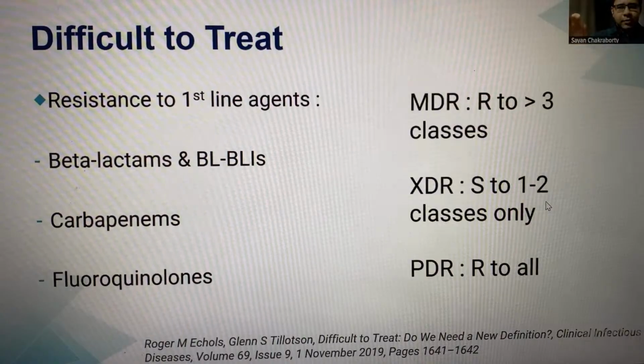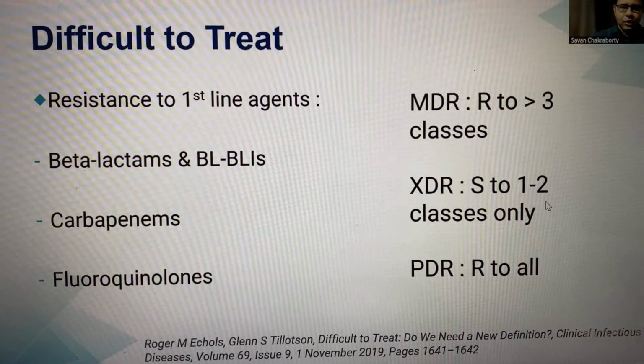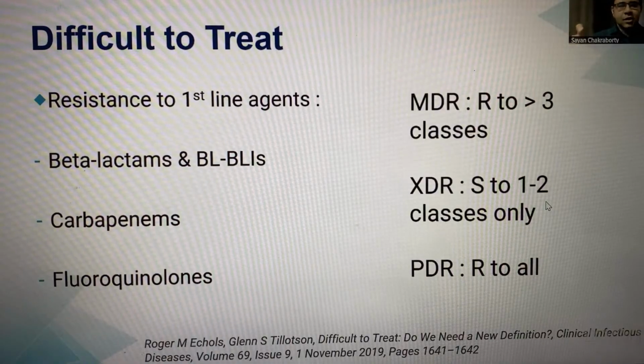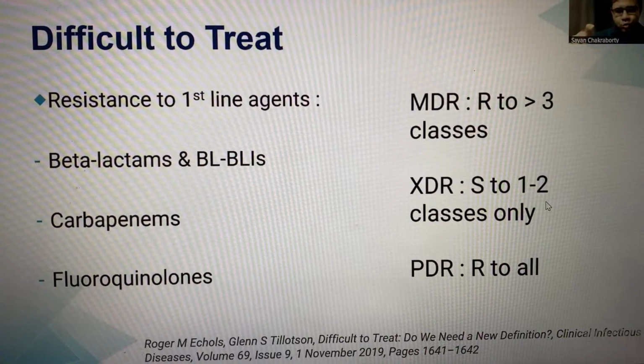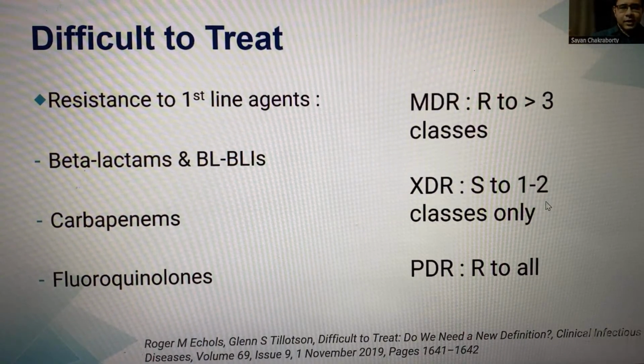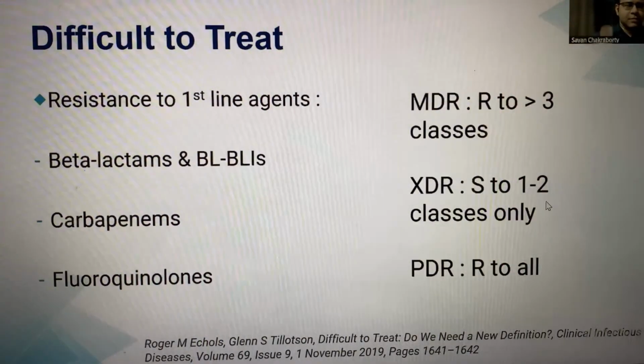Now, if I talk about MDR, the MDR resistance is to more than 3 classes, and the classes are not specified. XDR is susceptible to only one or two classes. PDR, the pan-drug resistant, is resistant to all classes. So, in MDR, XDR and PDR, the classes are not specified, but in DTR, there are very specific classes.